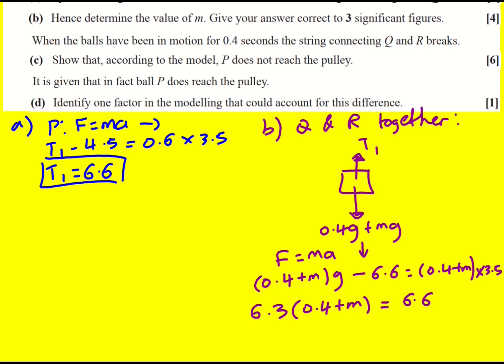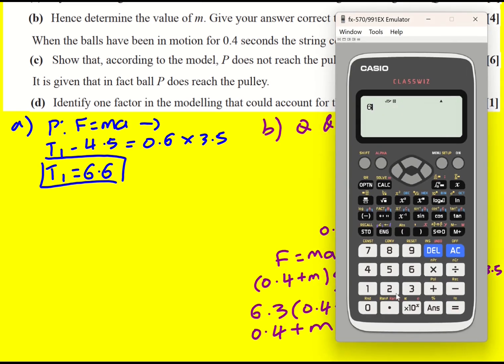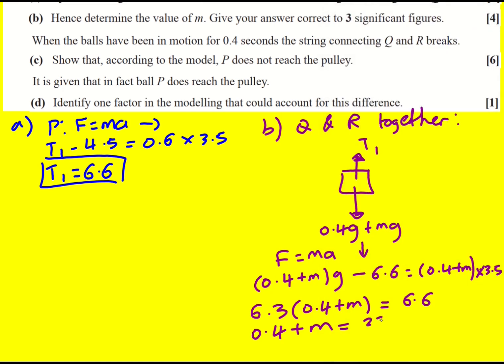I've just done 9.8 lots of 0.4 plus m minus 3.5 lots of 0.4 plus m. So I get 6.3 lots of 0.4 plus m. I don't need to expand all the brackets and overcomplicate it. I'm still not going to expand the brackets. I'm now going to do 6.6 divided by 6.3, which gives me 1 and 1 over 21, or 22 over 21. I'll keep it exact for the minute.